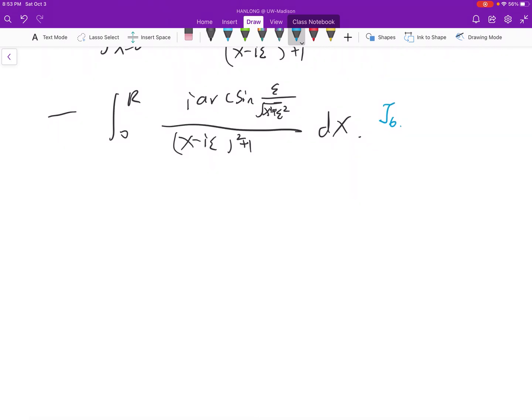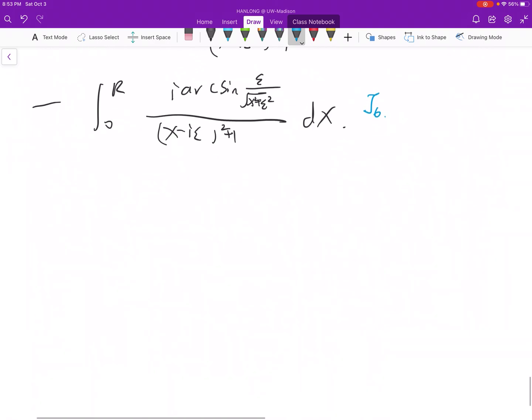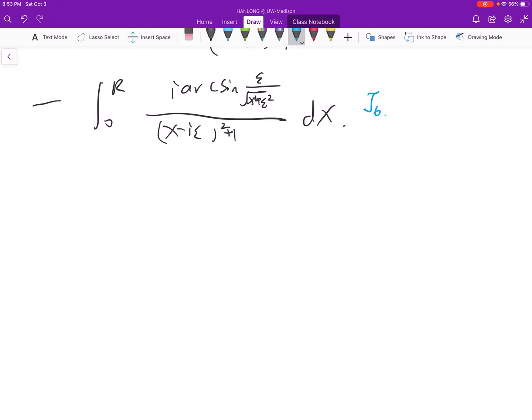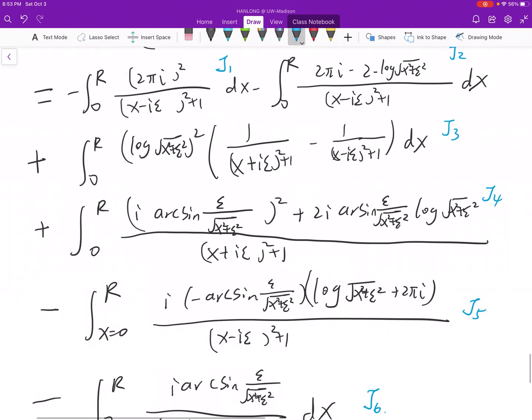and for J1, J2, we leave them as they are, because later on when we let ε go to 0 and r go to infinity, we get what we want. And then for J3, we computed explicitly. J3 is this part. So you compute the difference here.